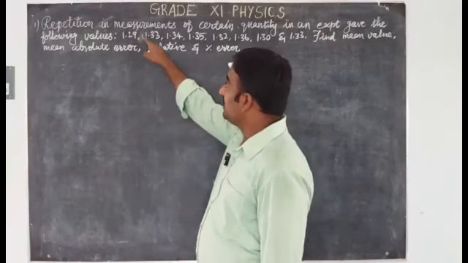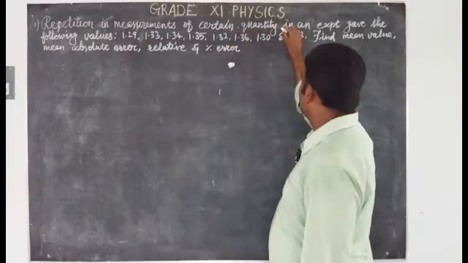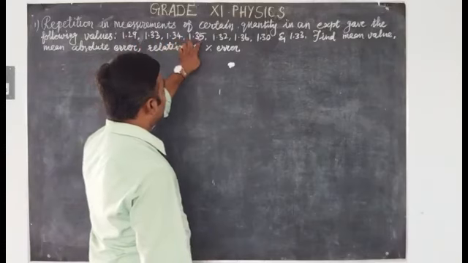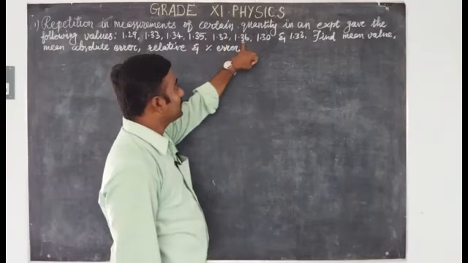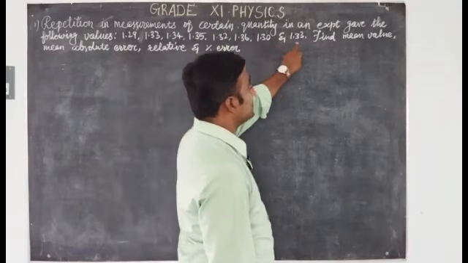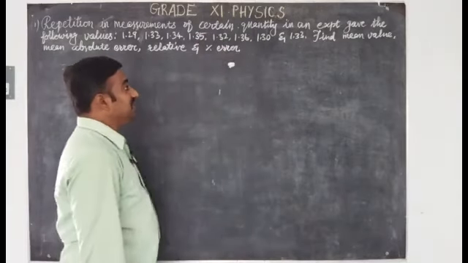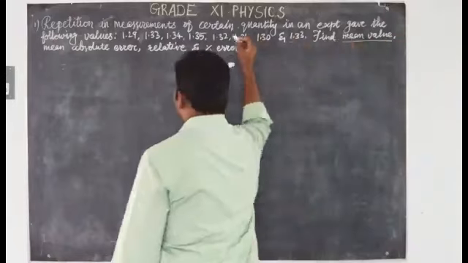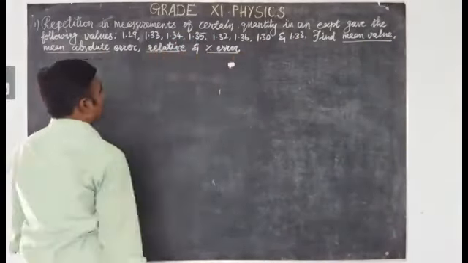Look at the question. The repetition in measurements of a certain quantity in an experiment gave the following values. The first measurement is 1.29, second is 1.33, third is 1.34, fourth is 1.35, fifth is 1.32, sixth is 1.36, seventh is 1.30, eighth measurement is 1.33. For greater accuracy, they have 8 sets of measurements. Okay, we need to find the mean value, then mean absolute error, relative error, and percentage error. So using these 8 measurements, these are the errors we need to calculate.